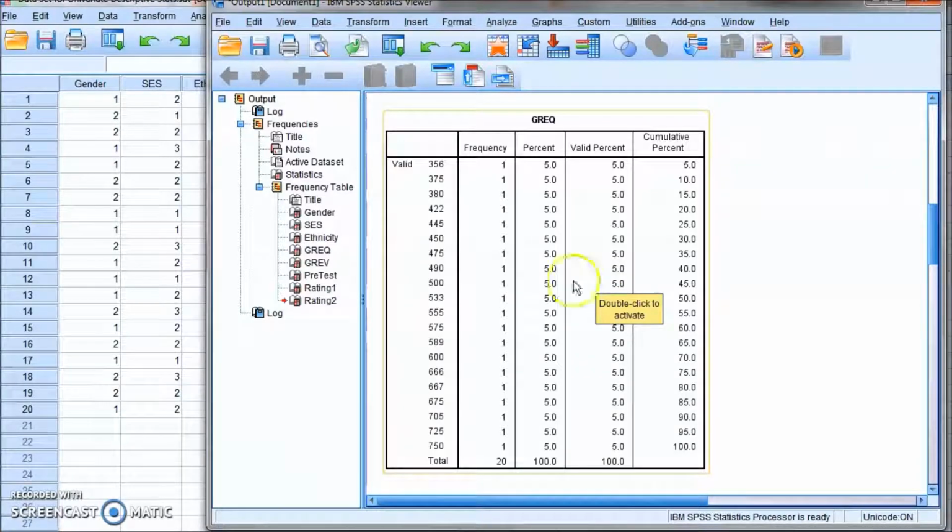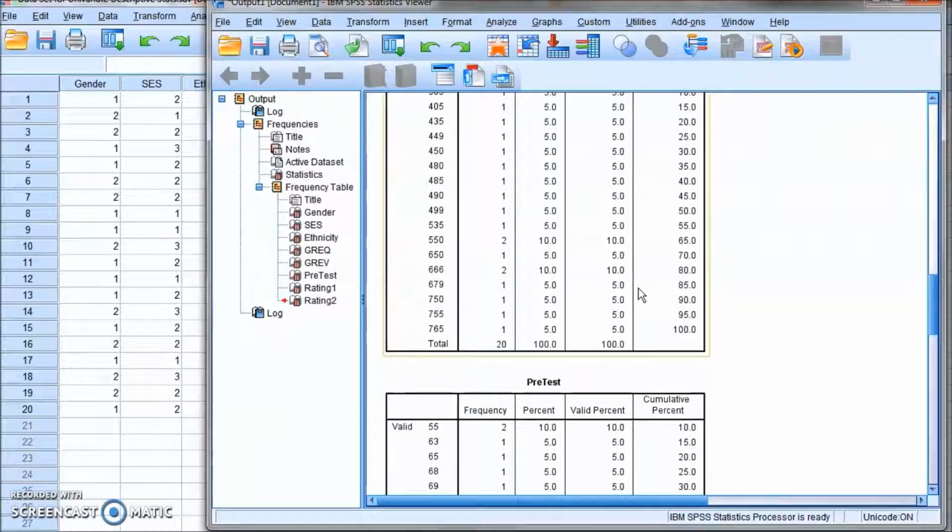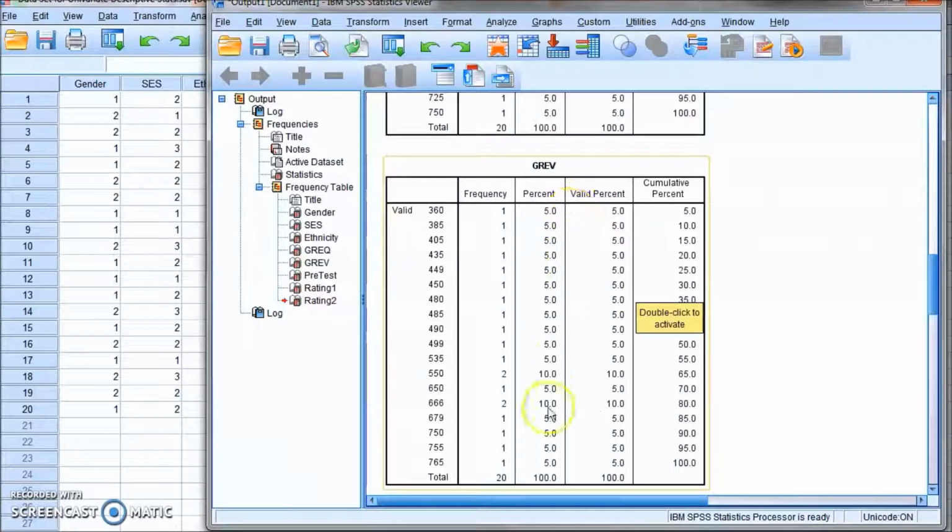So if you will look at this, they all had different scores. So there is a frequency of 1. So a frequency table for GREQ doesn't really make much sense. I wanted to show you this data is not really needed for us. And when you look at the GRE verbal, you can see that some candidates got 2, like they got the same score, but it still doesn't make much sense to have this kind of individual score frequency data.